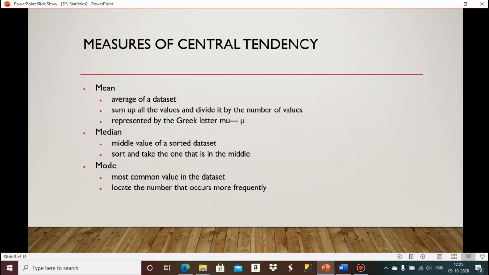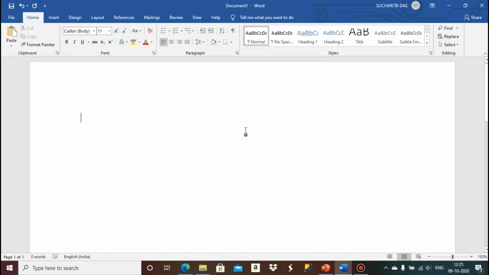Next we are coming to measures of central tendency. Central tendency is where, for any data set, we are trying to find the middle value, something related to the center position in the data set. As part of central tendency, we have mean, median and mode. So let us start with mean.